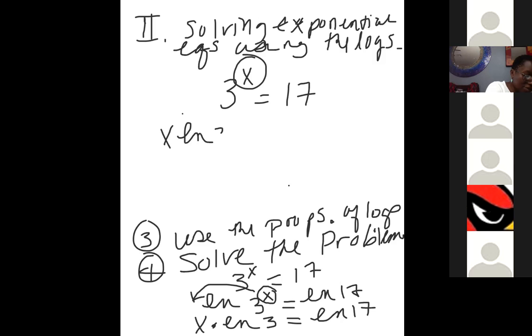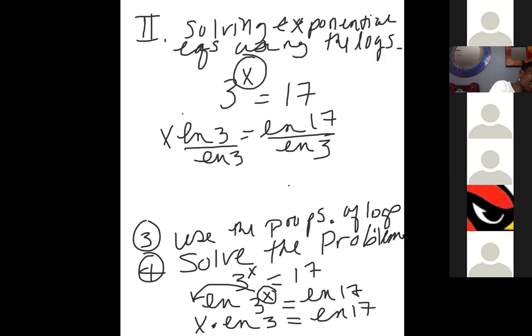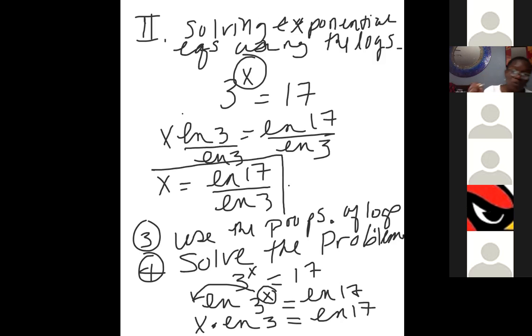x natural log 3 equals natural log 17. So we divide both sides by natural log 3, guys. So listen to this part. On the assignments, they want two forms of the answer. They want the answer expressed in terms of the natural log. So this is one way. And then they want the decimal approximation.